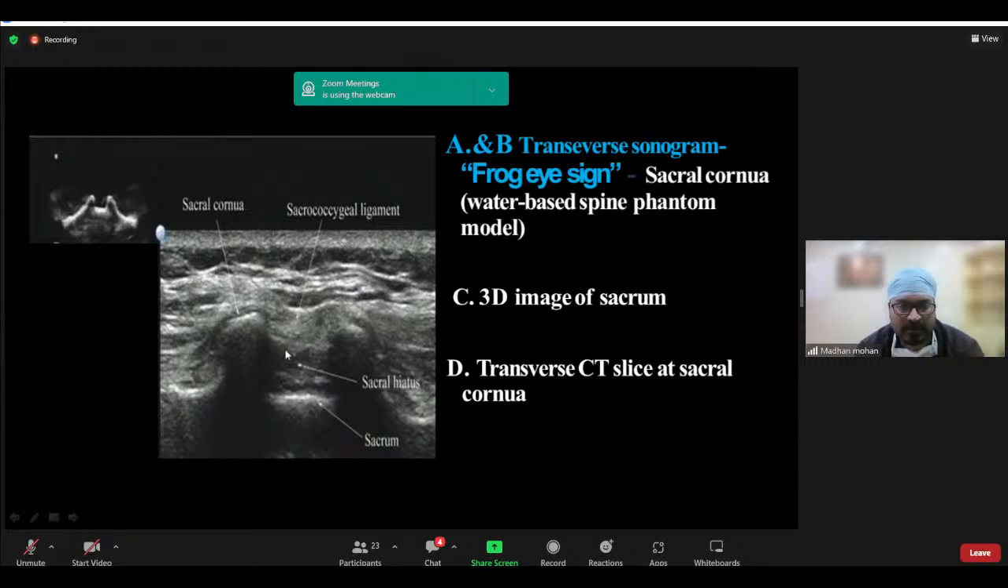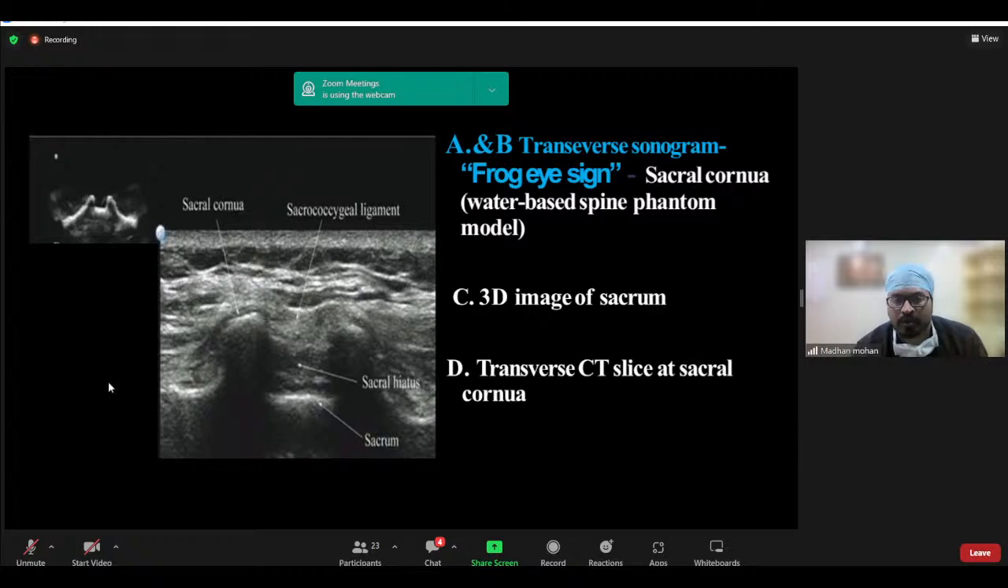You can see the contents of the sacral hiatus. Here you can see a small hyperechoic line which is formed by the sacrococcygeal ligament. The echogenicity of this particular ligament depends upon the calcification. If you see an adult patient, you may see a bright hyperechoic line. In a pediatric patient, the echogenicity may not be as much appreciated as in an adult patient.